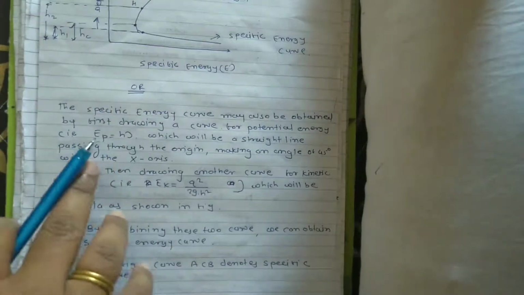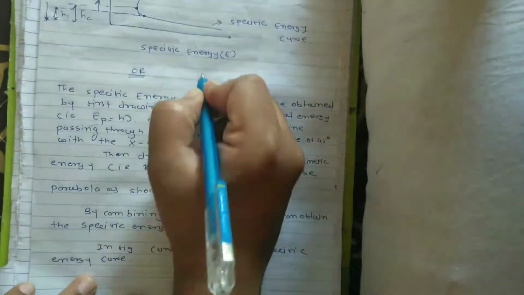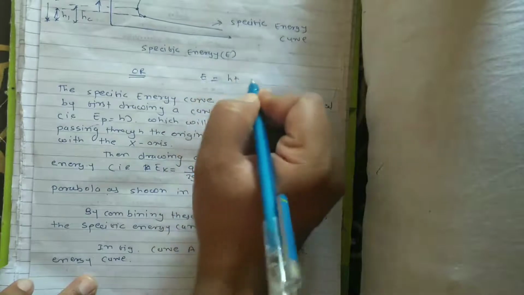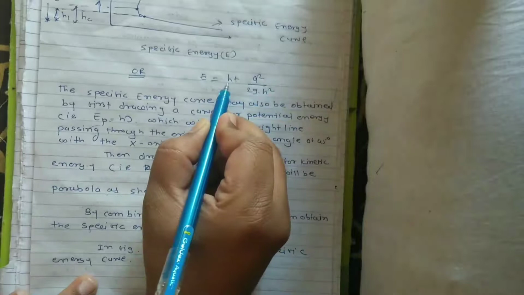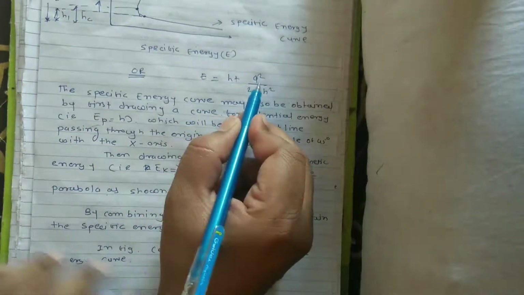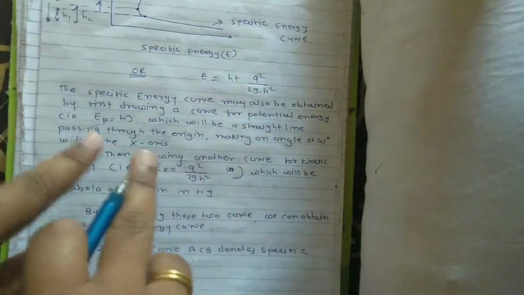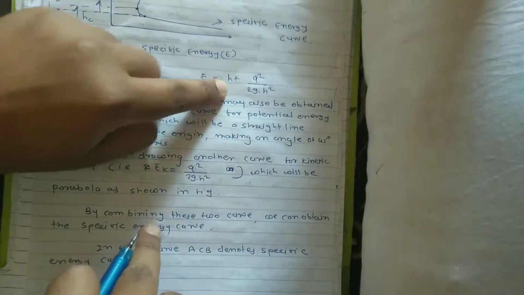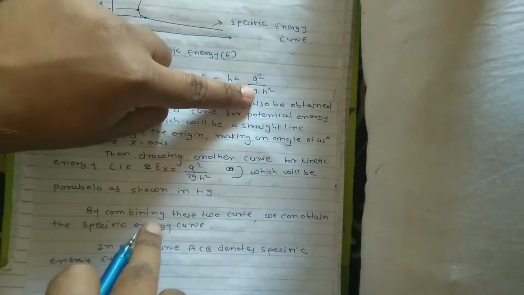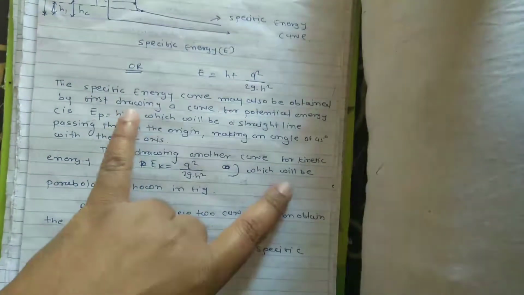Also, this curve can be obtained in another manner. Now we know what is specific energy. Specific energy is nothing but H plus Q square by 2G into H square. So this is the potential energy, and this is your kinetic energy. So the specific energy curve can also be drawn by drawing separate curves for the potential energy and for the kinetic energy. Just read this sentence.